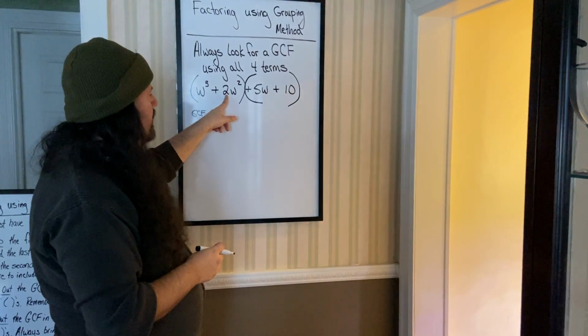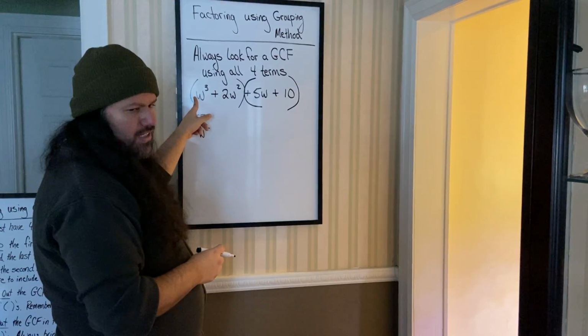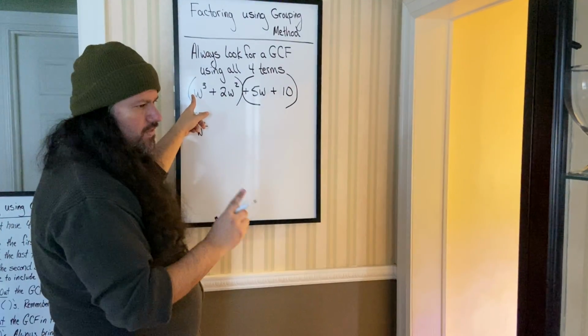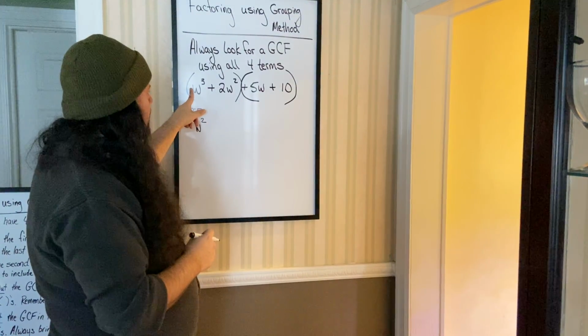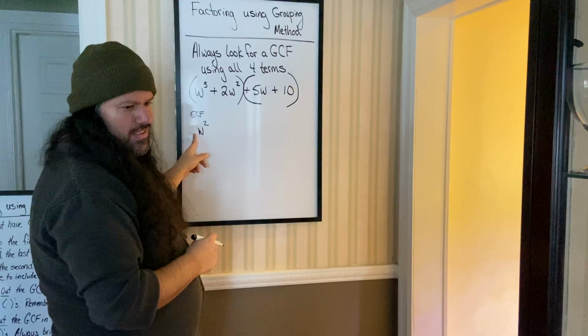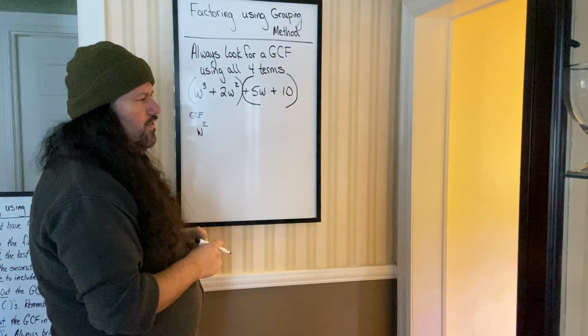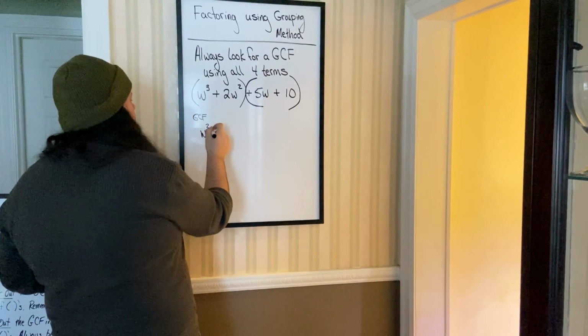No, this has a coefficient, this doesn't. So we don't have a number, because remember, we're going through A through D. And does it start with a negative? No. So the only GCF was a W squared. Great. What are our leftovers?